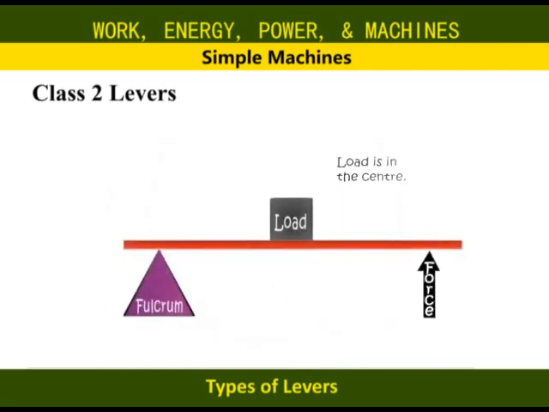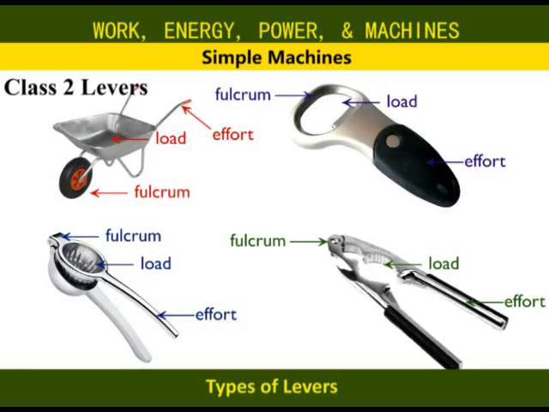In class 2 levers, the load is between the fulcrum and the effort. Here, the effort arm is the distance from the effort to the fulcrum, and the load arm is the distance between the load and the fulcrum. These type of levers are used to do heavyweight activities. Examples include a wheelbarrow, a lemon squeezer, a bottle opener, and nut crackers.